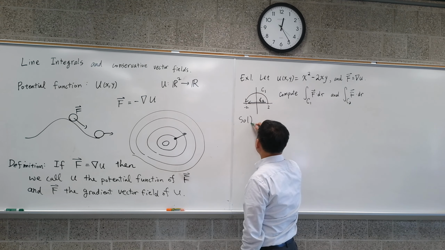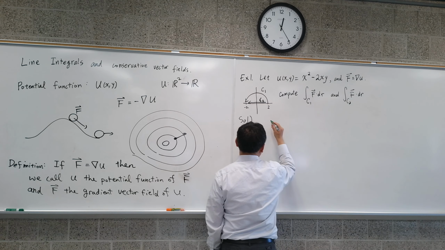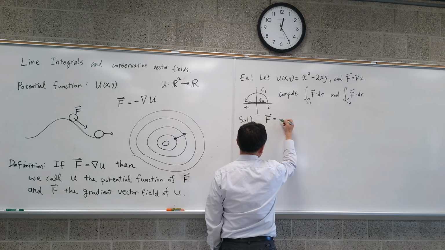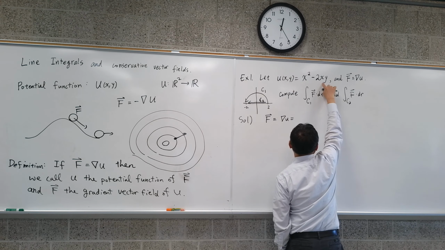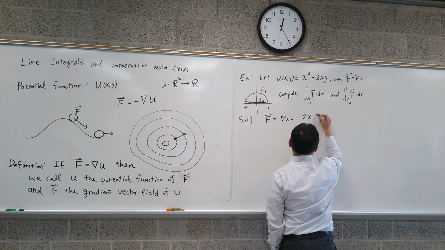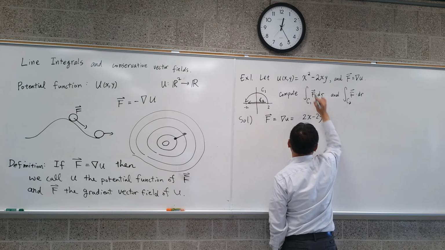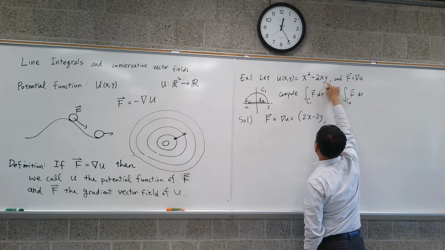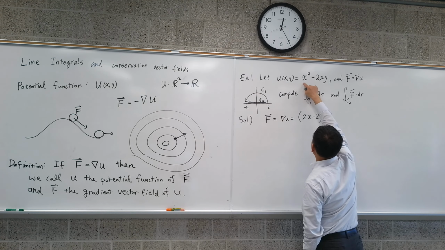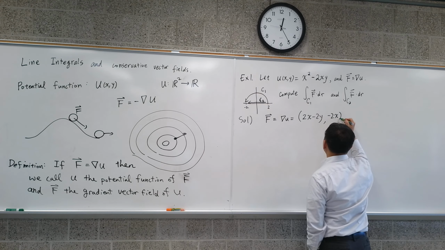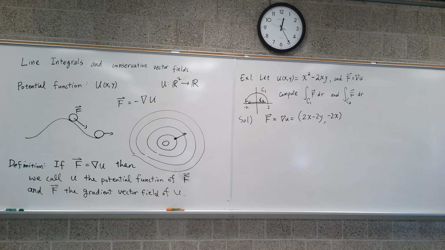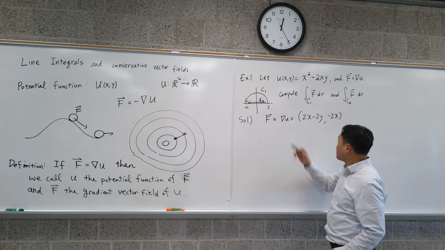Solution. Well, you first have to calculate what the gradient is. So what is F? Gradient of u is, you take this and differentiate by x, you get 2x minus 2y, right? But if you differentiate by y, x squared is considered as a constant, so y differentiates to 1 and you get negative 2x. That's going to be your force field.